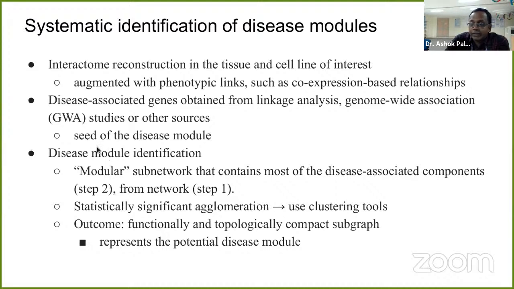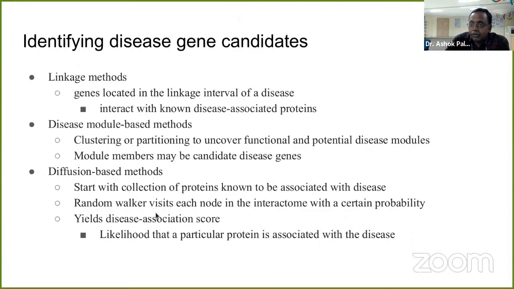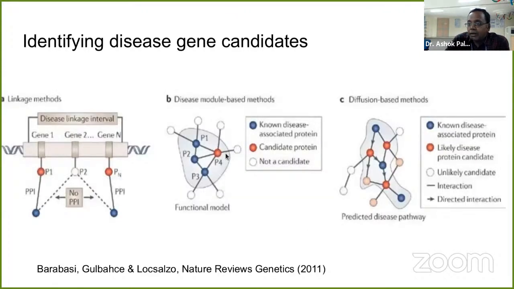From the seed set, we've already seen how to identify the modules. That is what we discussed in the previous slide. So you have the seed set of genes P1, P2, P3. From that, we identify P4. Or we have these two genes here, and we use a diffusion-based method and identify the other genes. So from the seed set, we can identify all the other disease genes.